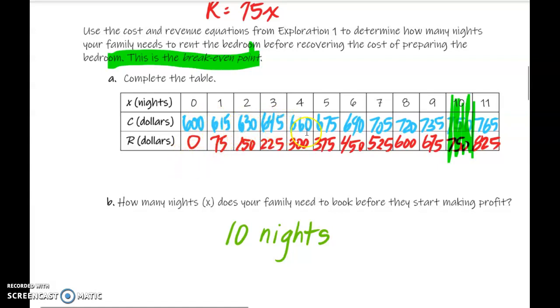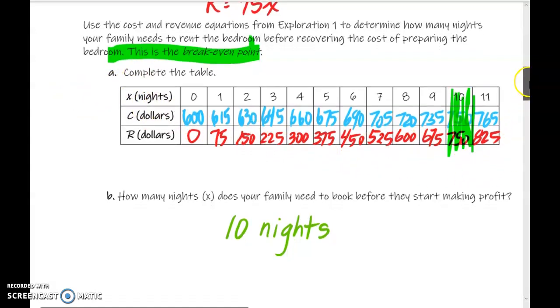And then from that, I can see that once I get to the 10th night, that's the point that's called our break-even point, where both the cost and the revenue are going to be exactly the same. So that's the answer there.